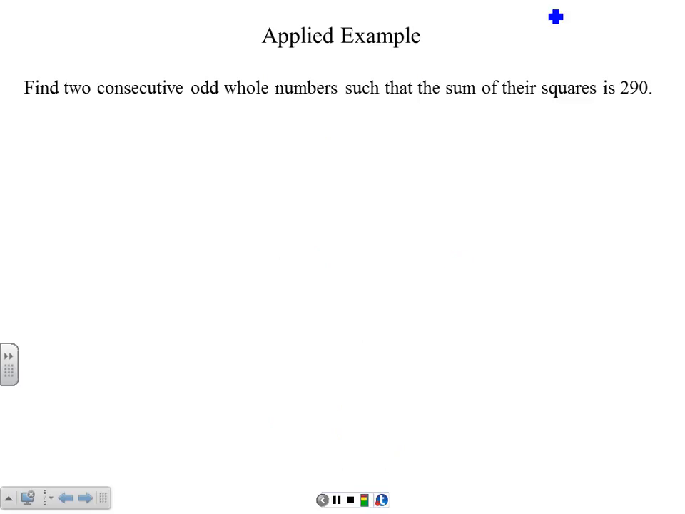Okay, so here is an applied problem. I know y'all love these word problems. Find two consecutive odd whole numbers such that the sum of their squares is 290. So remember, for odd numbers you have your first number, and then for odd you have n plus 2. So find two consecutive odd whole numbers such that the sum of their squares is equal to 290. Alright, so let's do this.